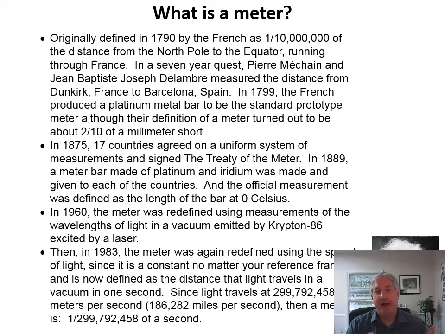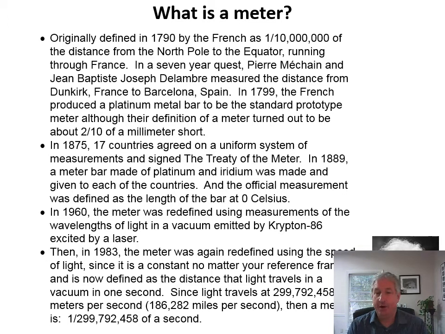So if you think we're having a lot of disagreements now, just realize that disagreements in humans have been going on for a long time. It took 75 years for 17 countries to agree that we're going to all use this. So we have the Treaty of the Meter, which still stands. In 1889, they made a meter bar out of platinum and iridium, and there were 17 of these made, and one was given to each of the countries.